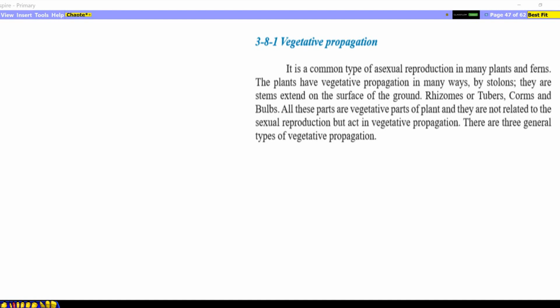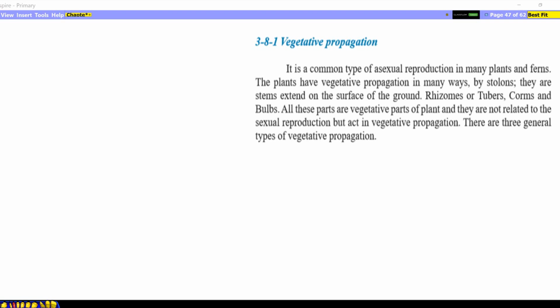Vegetative propagation. In the plant body, we have studied the flower. Flower is the reproductive part of the plant, but the remaining parts, leaves, roots, and stems, are vegetative parts of plants. So an organism which is similar to its parent, if formed by using stems, leaves, or roots of a plant, that kind of reproduction we call vegetative propagation.